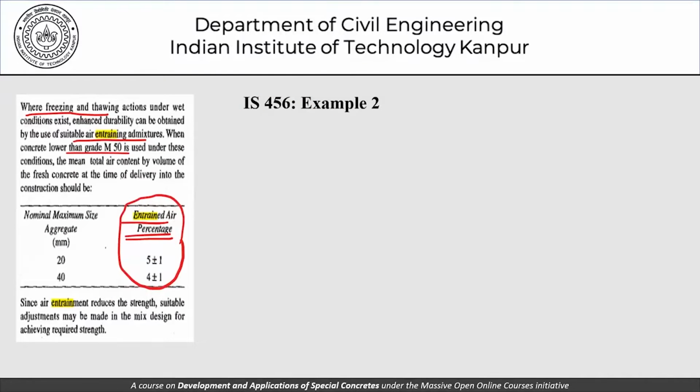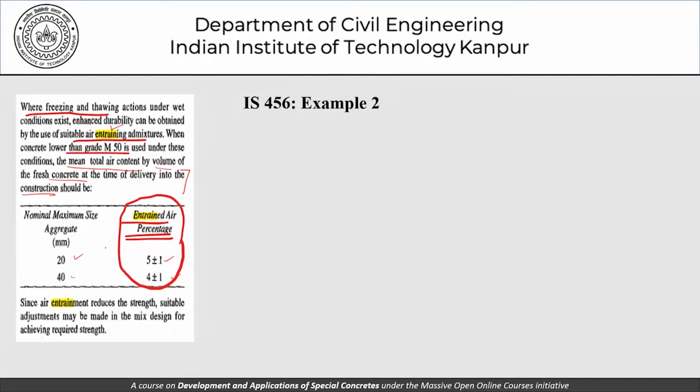Another example, again from IS 456, it clearly says that where freezing and thawing actions under wet conditions exist, enhanced durability can be obtained by using suitable air entraining admixtures. When concrete lower than M50 is being used under these conditions, the mean total air by volume of the fresh concrete at the time of delivery into construction should be as given here. So if the maximum aggregate size is 20, it's 5 plus or minus 1. If it's 40, it's 4 plus or minus 1. It also says that since air entrainment reduces the strength, suitable adjustment may be made in the mix design to achieve the required strength.